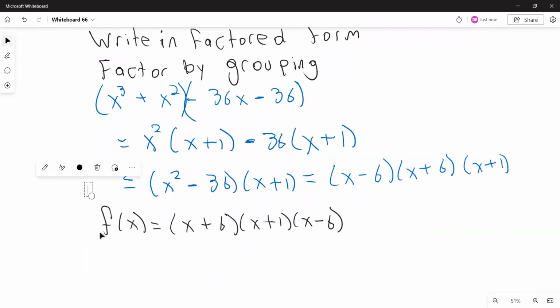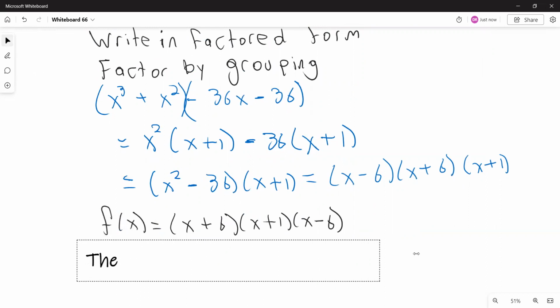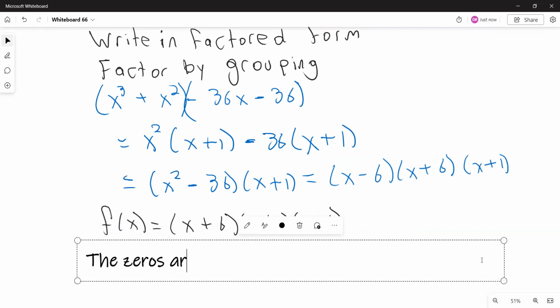The good thing about the factor form is that now you know what the zeros are. So the 3 zeros, that's a polynomial of degree 3, so it has 3 zeros of multiplicity 1. The zeros are -6, -1, and 1. They all have multiplicity 1.